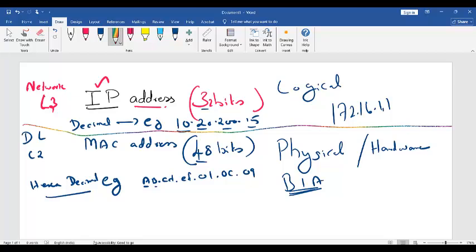And it is 48-bit size, written in hexadecimal, so it is in 12-digit. Various names we have, other than MAC address, we have another name, physical address, hardware address, burnt-in address, etc.